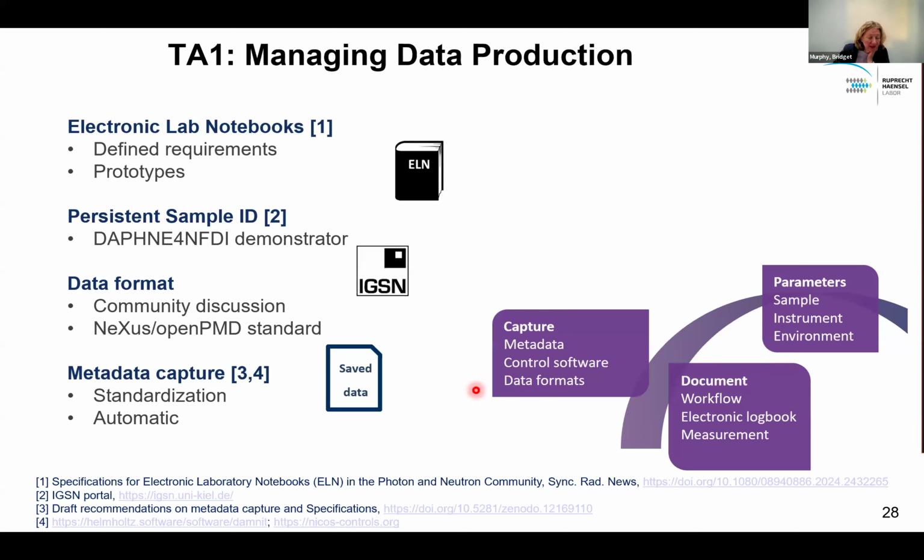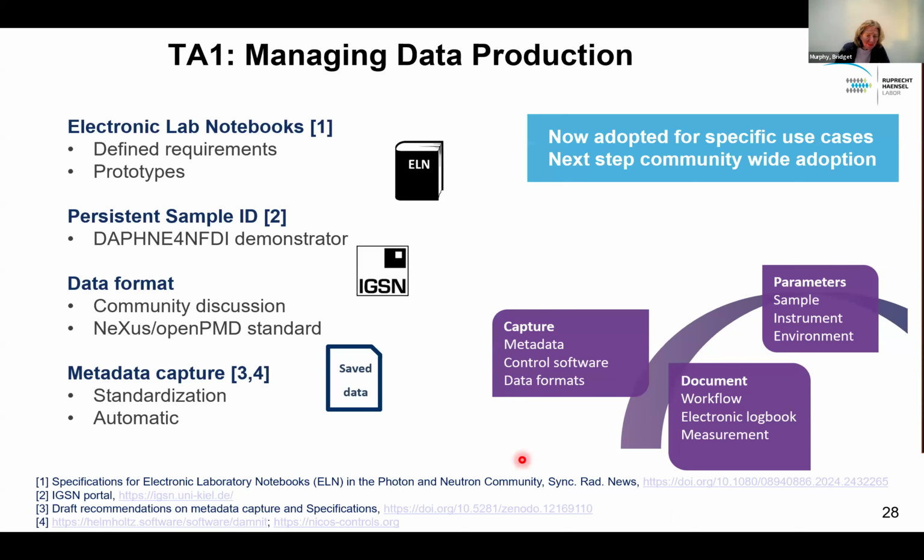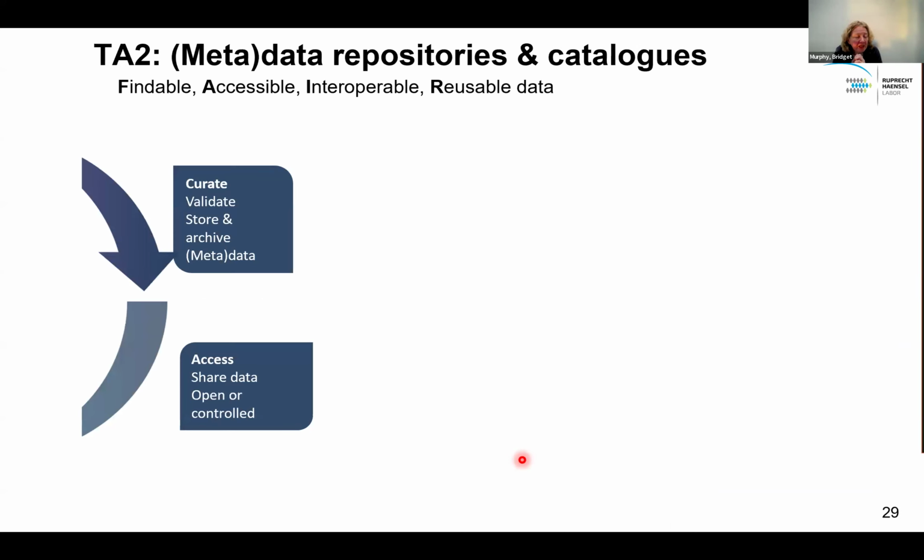We've been working in the last 3 years on developing what kind of needs are required for electronic logbooks. How can we prepare persistent IDs for samples? This is working together between Kiel and the IGSN link into DataCite. Data formats, looking at Nexus and OpenPMD standard, and really capturing metadata, standardization of metadata and automatic capture at the facilities. And we're now at the stage that these things on the left have been adopted for individual use cases, and now we have to spread it out to the whole of the community.